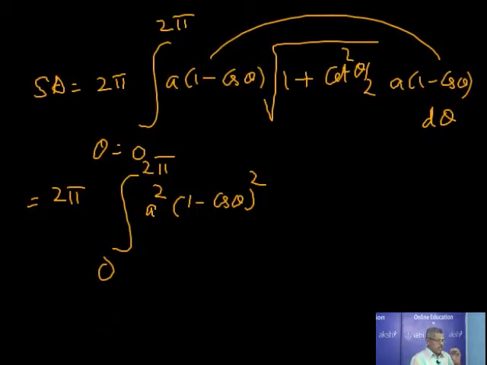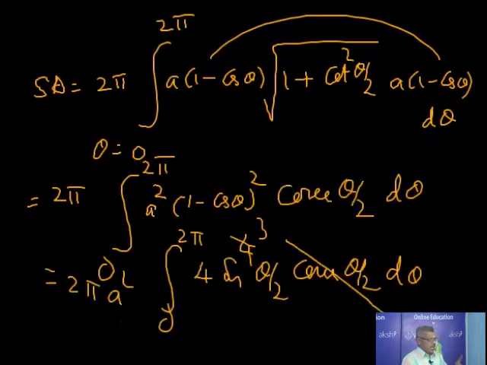Here is a major point. You can ask one question: can you apply the reduction formula here? No, because the limits are 0 to 2 pi. At the same time, the argument is theta by 2. We cannot apply it. So you must know all the criteria for applying the reduction formula.